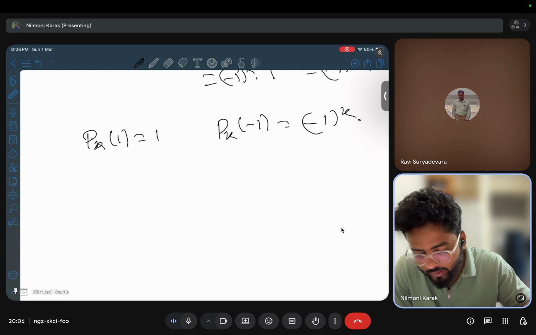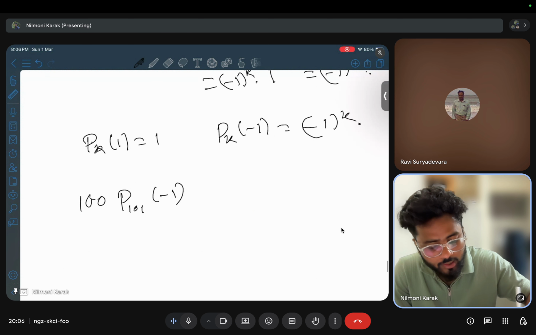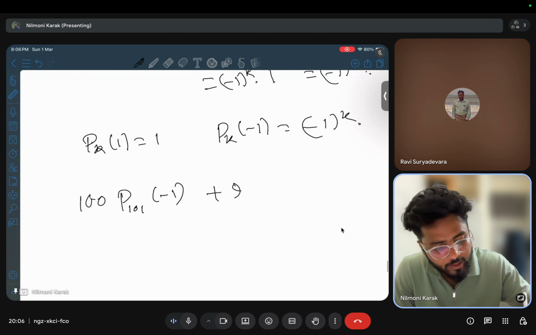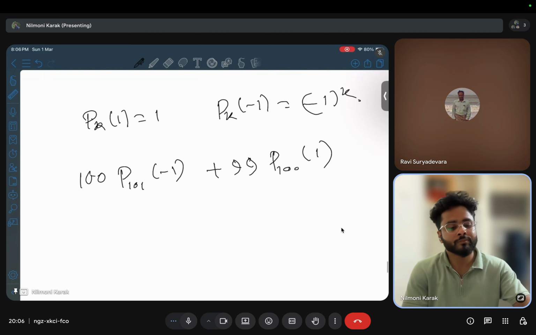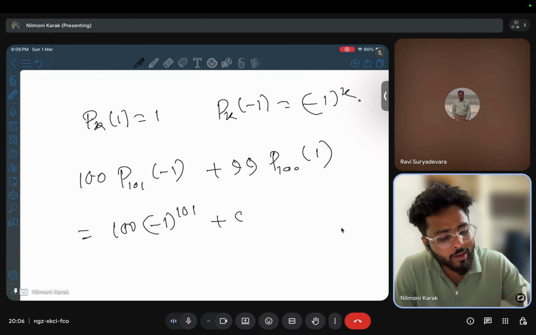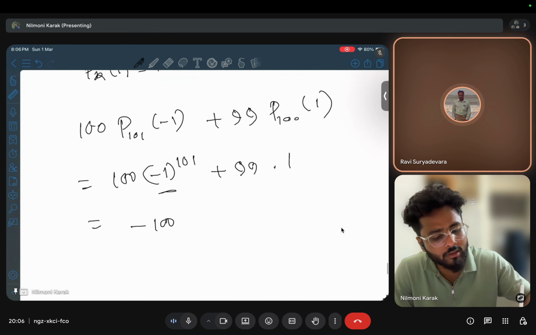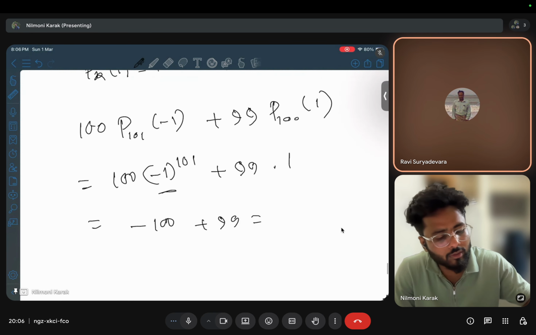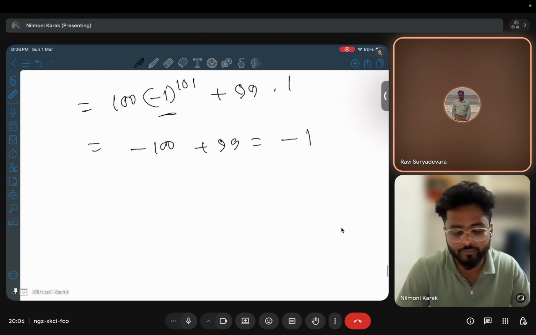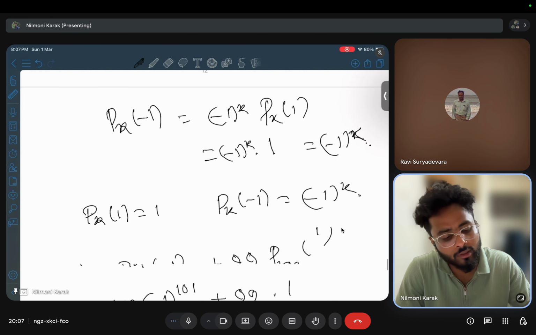So now your question is 100 times P101(minus 1) plus 99 times P101(1). So this is 101, right? So minus 1 to the power 101 and plus 99. So this is 1, so this is minus 1. So minus 100 plus 99, minus 1. A similar type of problem is in the assignment. Okay, you can check.